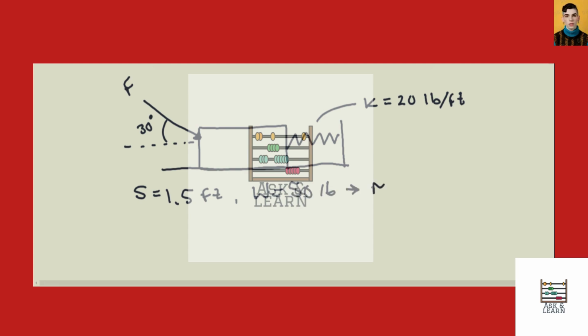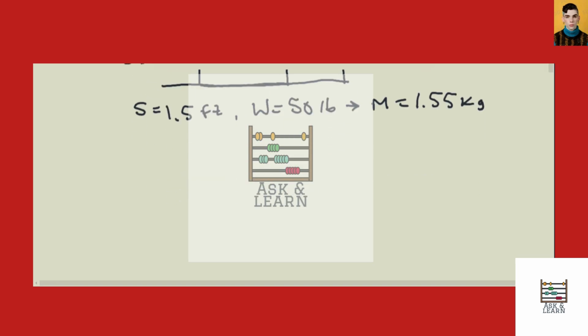Let's convert that to mass. So we divide it by 32.2 feet per second squared to get 1.55 kilograms. And we also know that when the block is being pushed, it experiences kinetic friction. So we're given the coefficient of kinetic friction as 0.2.